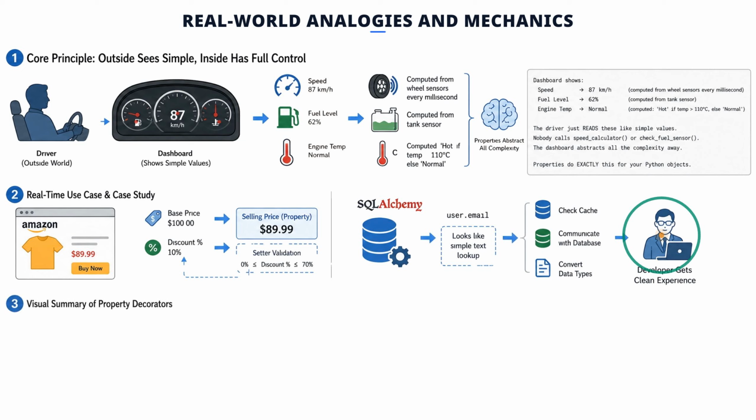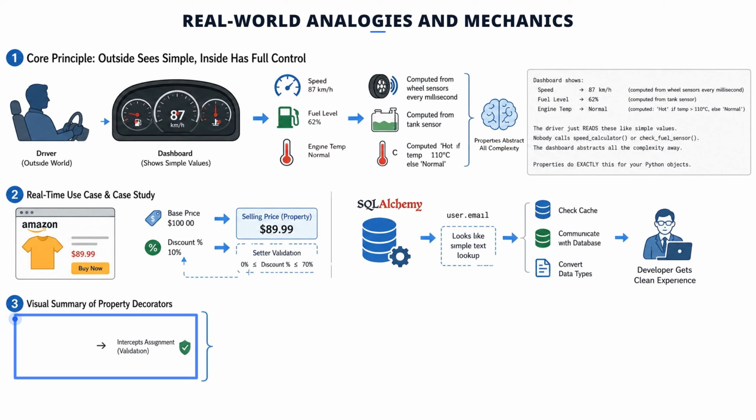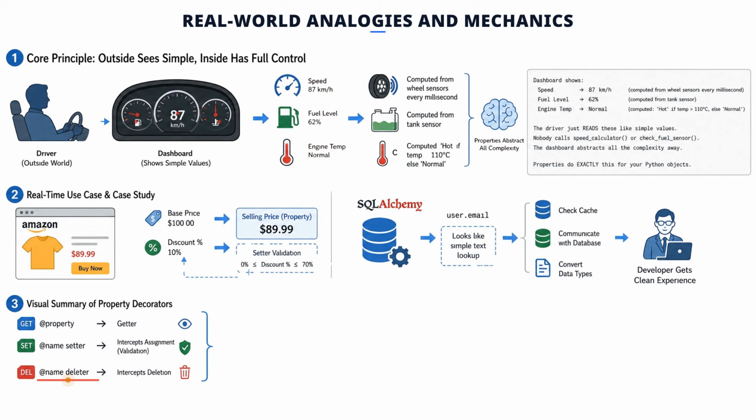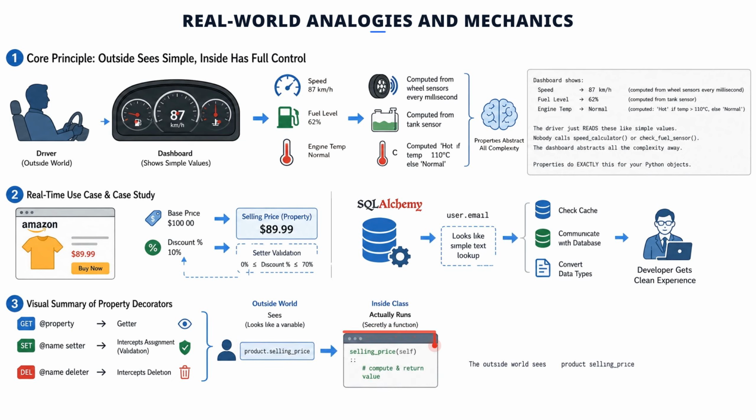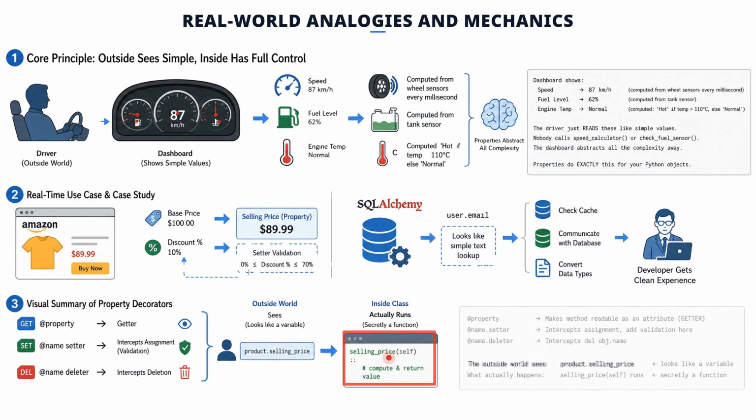Let's visually summarize these decorators before moving into the actual code. We see the three-part structure here at the bottom. First, the property decorator acts as the getter, making the method readable just like an attribute. Next, the name.setter intercepts any assignment, allowing you to add that validation we just talked about. Finally, the name.deleter intercepts the deletion command. The ultimate takeaway to remember is this. While the outside world simply sees what looks like a variable, what actually happens is a function runs secretly in the background to give you full control.